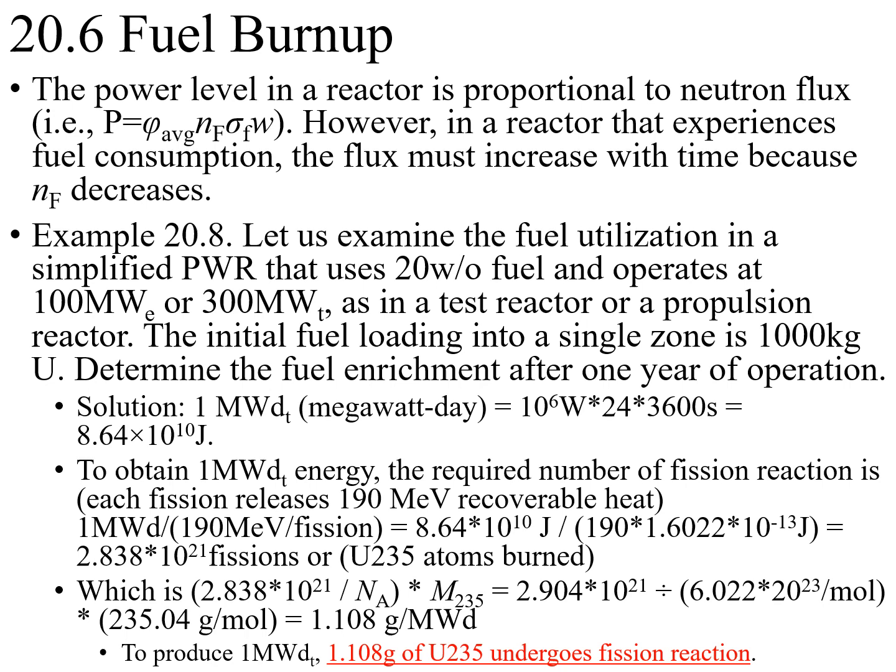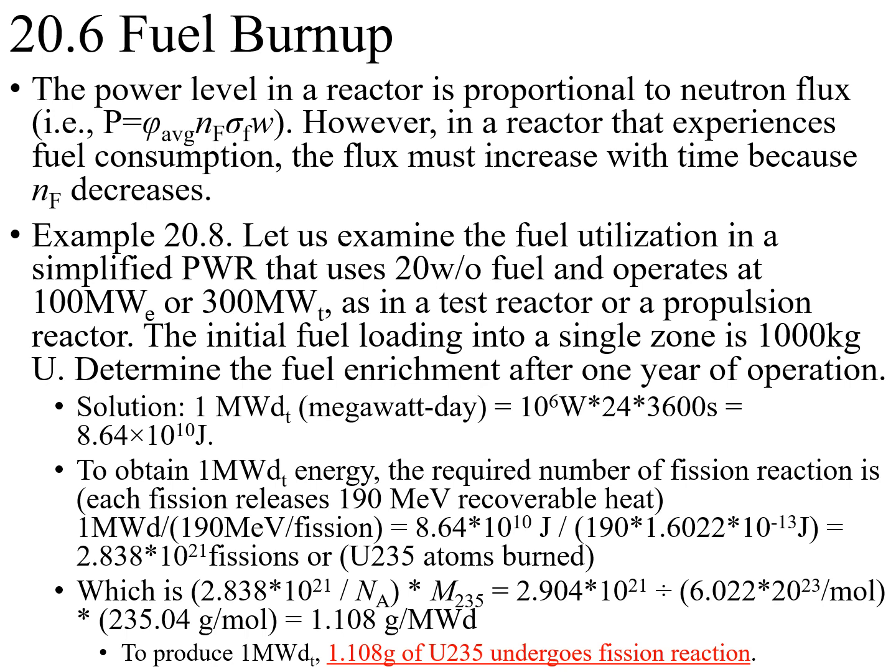The next section is fuel burn up. In this section, we are going to study how the reactor will change after the fuel is burned. The reactor power is proportional to neutron flux according to this equation. In this equation, P is the reactor's thermal power, phi is the average neutron flux, NF is the total number of fuel atoms, Sigma F is the macroscopic fission cross-section of the fuel, and W is the average heat released per fission.